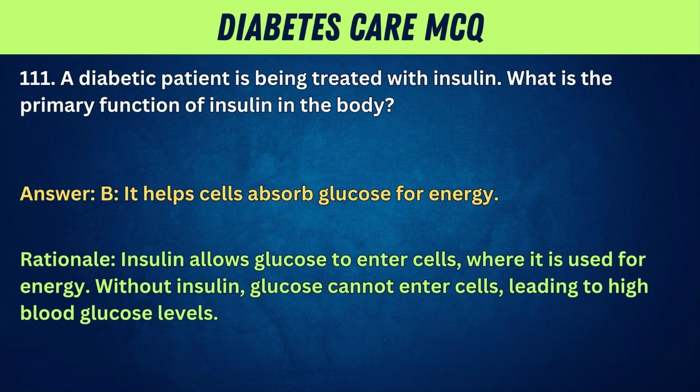Answer: B. It helps cells absorb glucose for energy. Rationale: Insulin allows glucose to enter cells, where it is used for energy. Without insulin, glucose cannot enter cells, leading to high blood glucose levels.